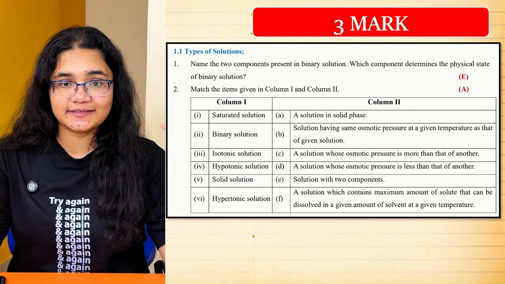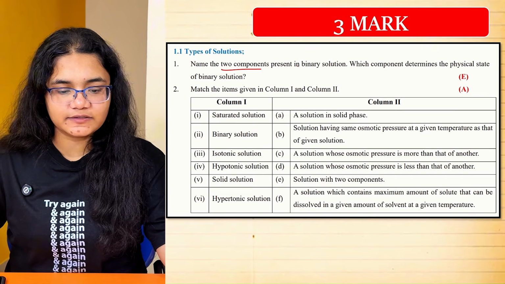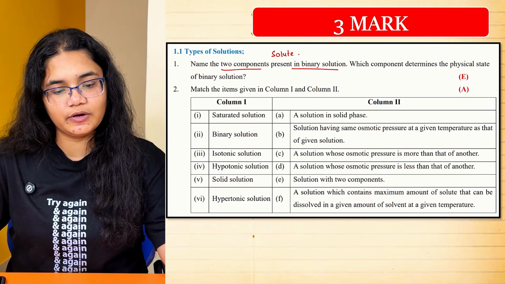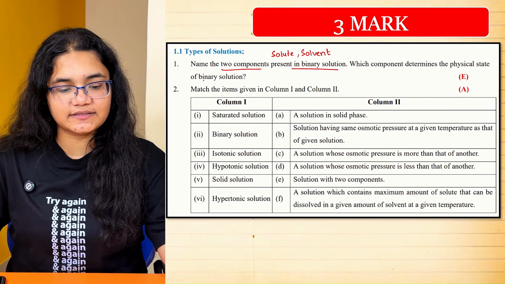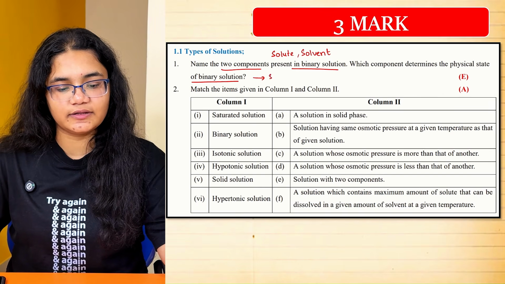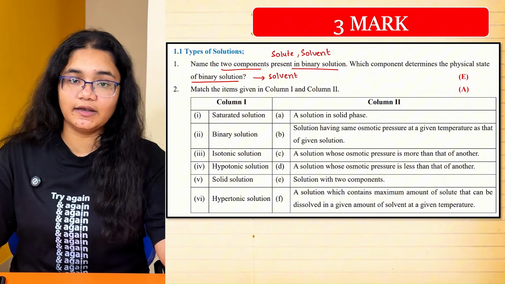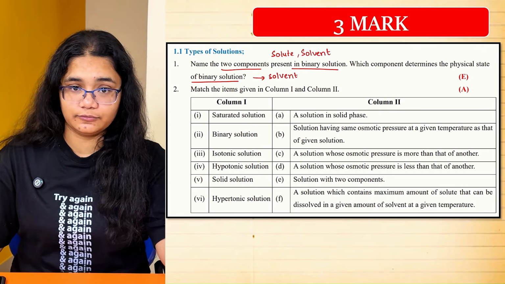Okay. So now let us discuss the 3-mark questions. The first one is: name the two components present in a binary solution. Very simple. You have solute, and the other component is solvent. Next, which component determines the physical state of a binary solution? That is determined by the solvent. If the solvent is liquid, then we call it a liquid solution. If the solvent is gas, then it is called a gas solution.